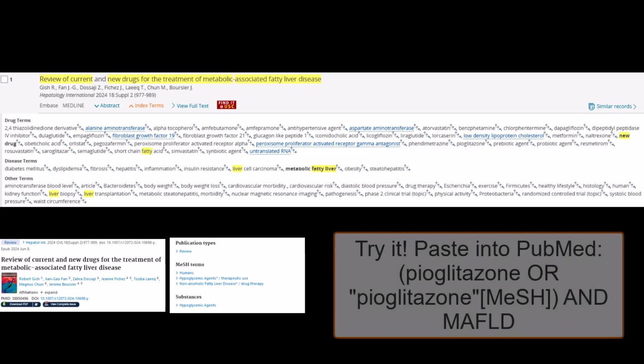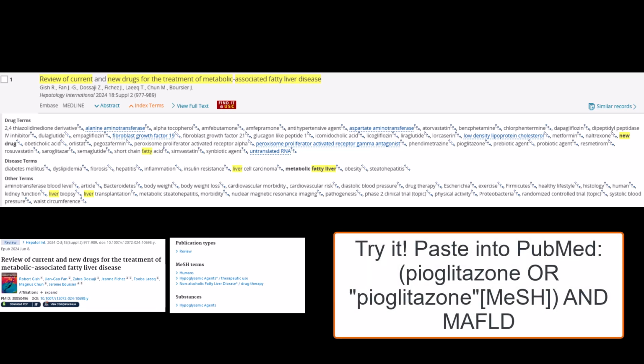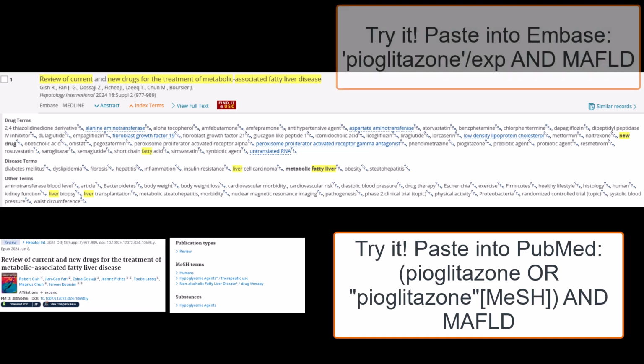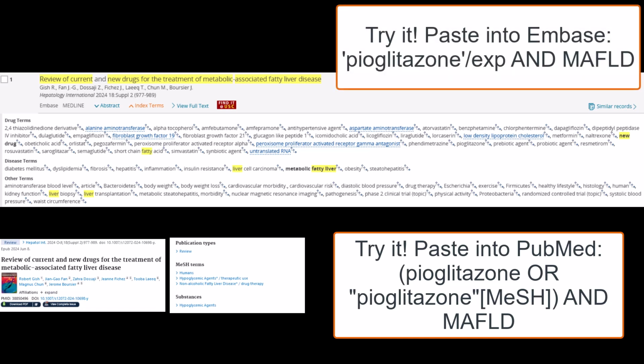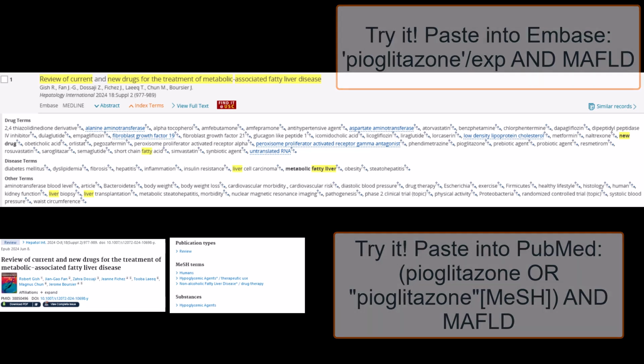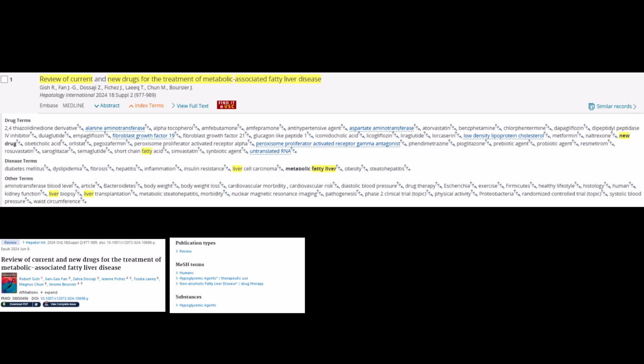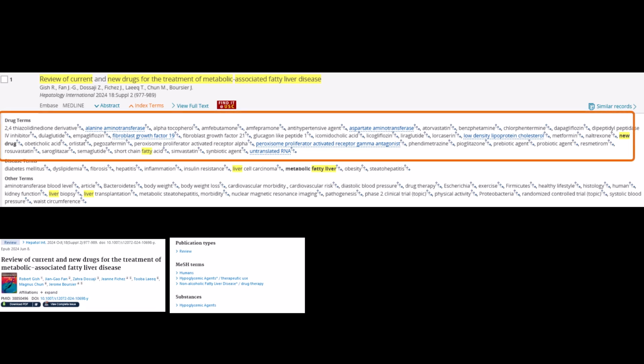If I search PubMed for the MeSH term pioglitazone and the acronym MALFD, I would not find this article because the word pioglitazone is not included in the record in PubMed. I can search Embase for the Mtree term pioglitazone and the acronym MALFD and find this article because the drug name is included as an indexing term in the record for this article in Embase. This article addresses the roles of many drugs in this rare disease, and only the Embase record includes the names of the drugs and their classes.